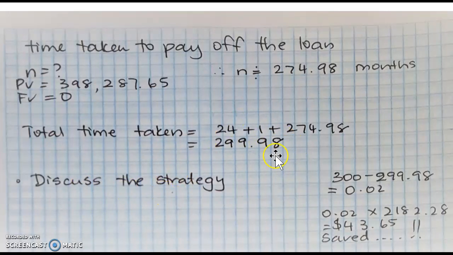So at the end of the day, I saved some time, and it was 0.02 of a month, which isn't a whole lot of anything. So down here, I kind of worked it out. There's my 300, take the length of the strategy 2, leaving me this many months. And if I work out how much money that saves me, it's really how much time times the payment, which saves me $43.65. So you can see my little exclamations there.